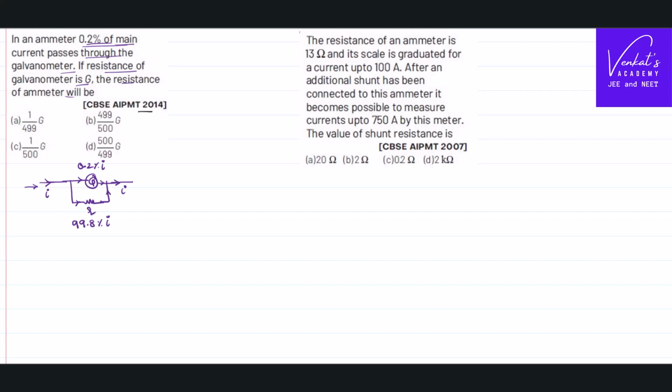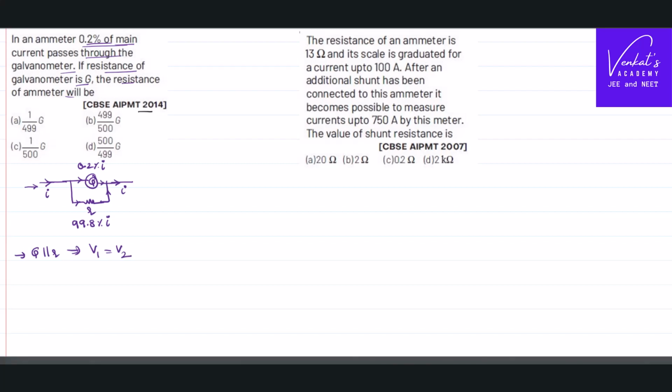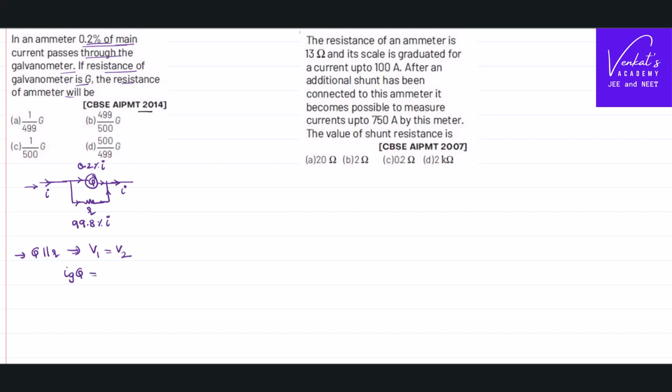If that is the case, it's very clear that the galvanometer and the shunt resistance are parallel to each other. That implies the voltage across the galvanometer is the voltage across the shunt resistance. What is the formula for voltage across the galvanometer? It is Ig into G. This is IR. If you call this Ig, this current becomes I minus Ig, because current is shared between these two. I minus Ig times R, that is the shunt resistance.